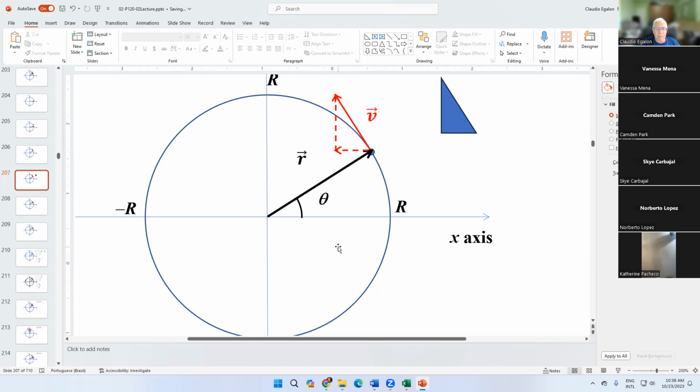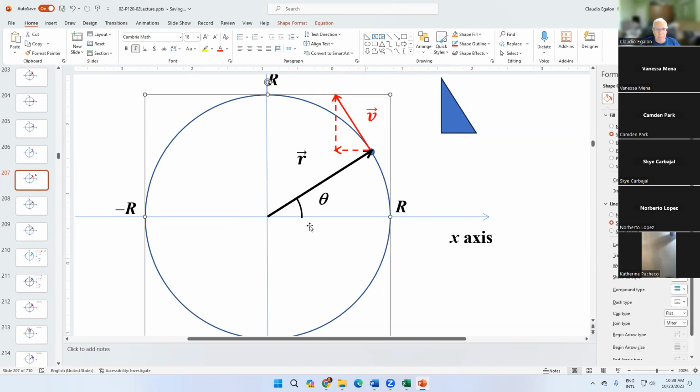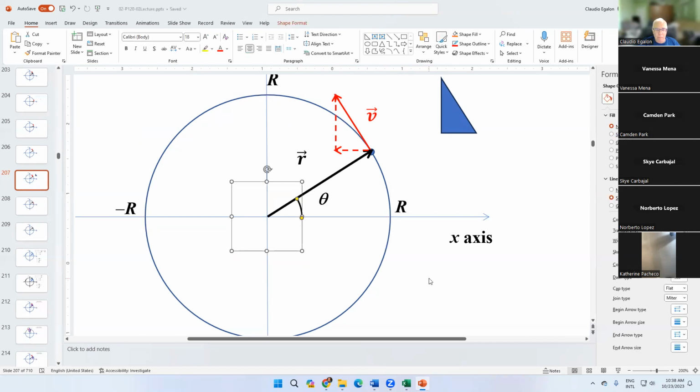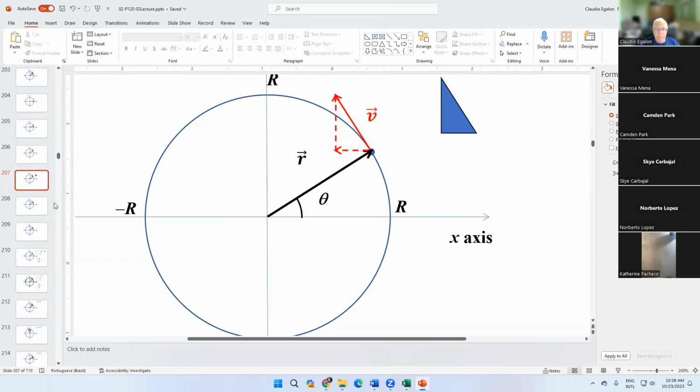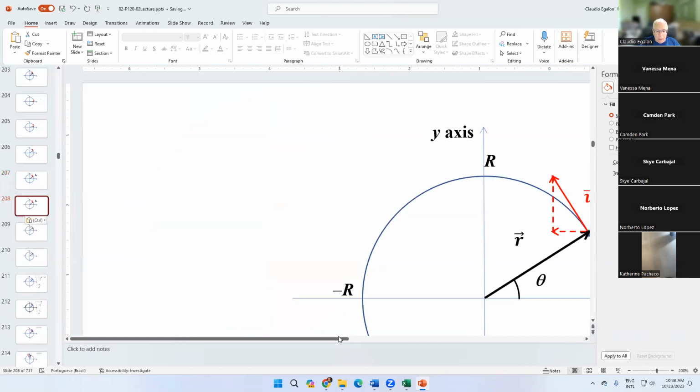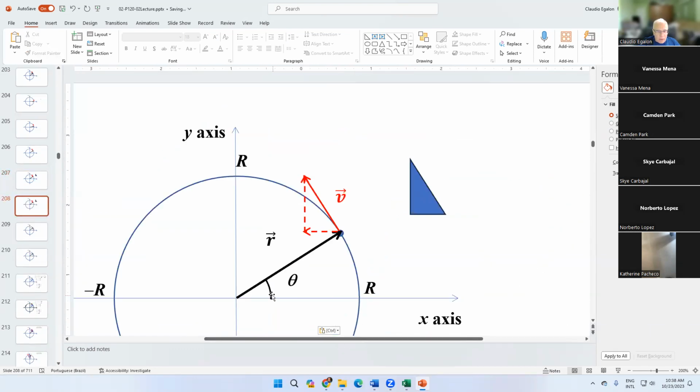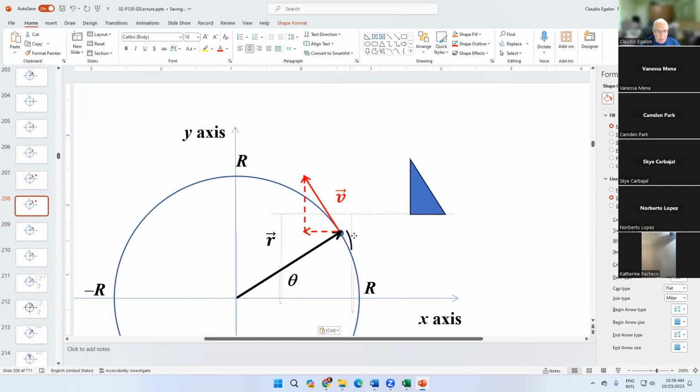Professor, which one is the theta? This one right here. No, I mean the other one, the red triangle, the right triangle from there. Here you go. Step by step, right? This one is theta.